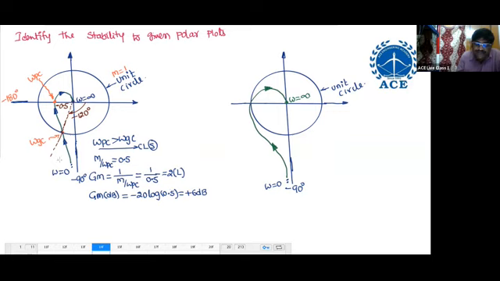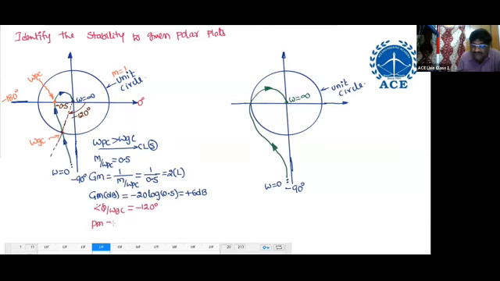Similarly, find the phase margin. What is phi at omega GC? This is omega GC only, right? Phi at omega GC, with respect to 0 degrees you have to consider, is minus 120 degrees.